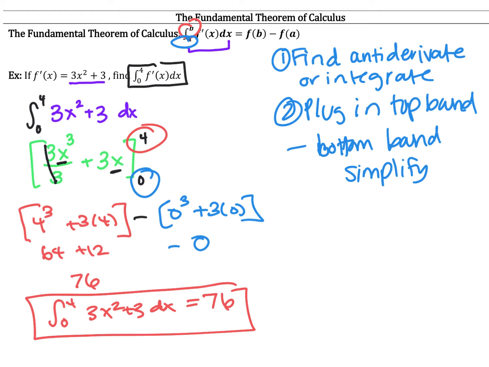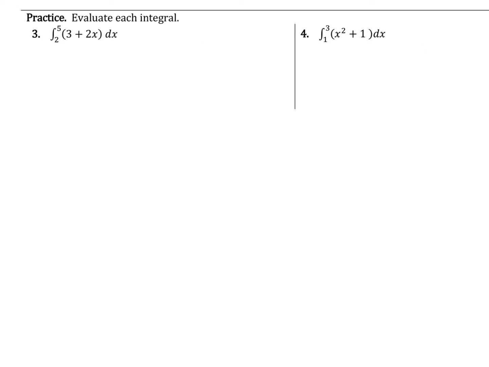So find the antiderivative, and then plug in the bounds. Plug in the upper bound first, subtract what you get when you plug in the lower bound, and that's going to be the value of the area under the curve without having to sketch a graph of anything. Let's look at a few more examples.